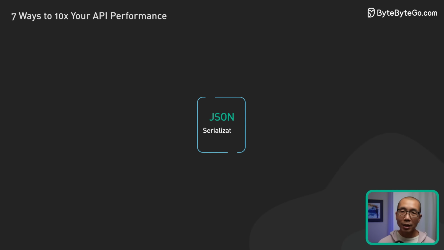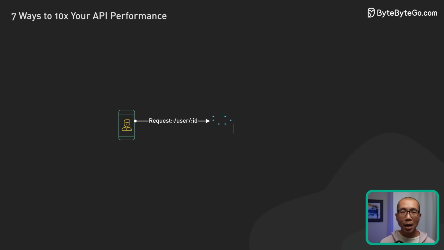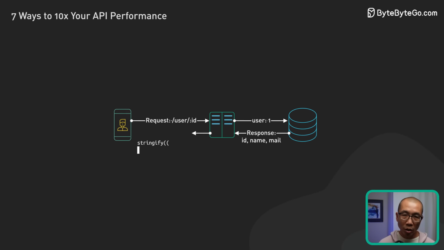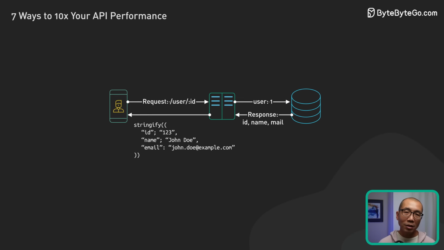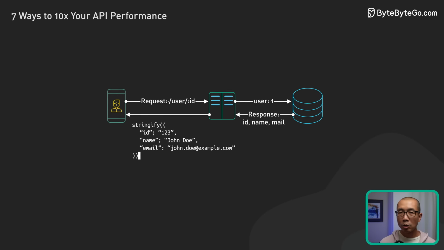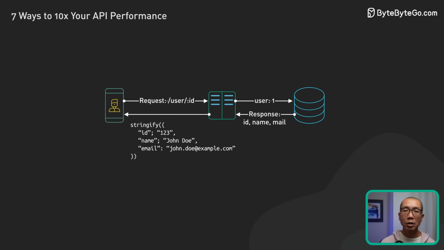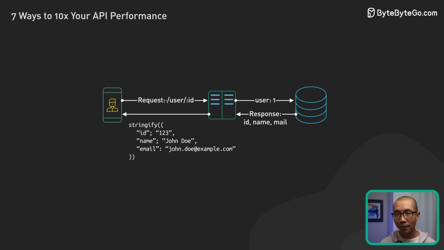Our fifth technique is about using lightweight JSON serializers. When returning JSON responses from your API, the speed of your serialization process can make a noticeable difference in response times. Consider using a fast serialization library to minimize the time spent converting your data into JSON format.